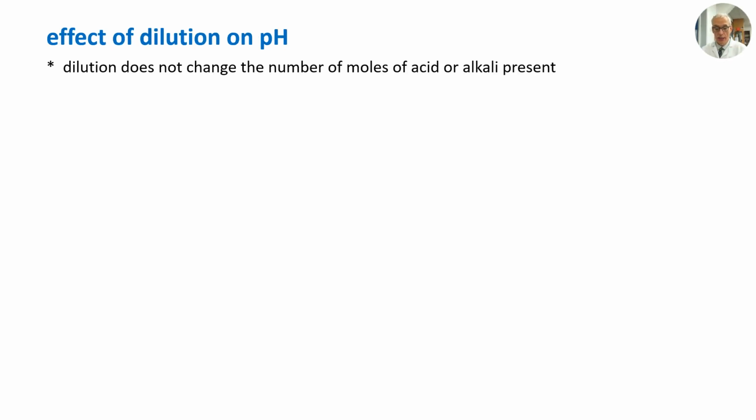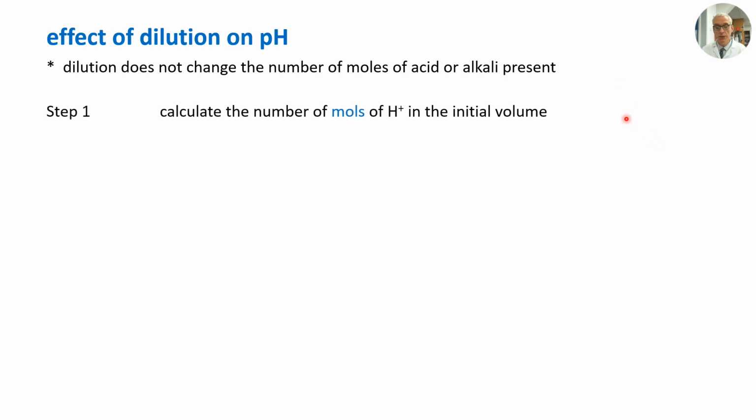So let's look at how to calculate the effect of dilution on pH. Now the key idea here is to realize that dilution does not change the numbers of moles of acid or alkali present. You're simply changing the total volume by adding more water.